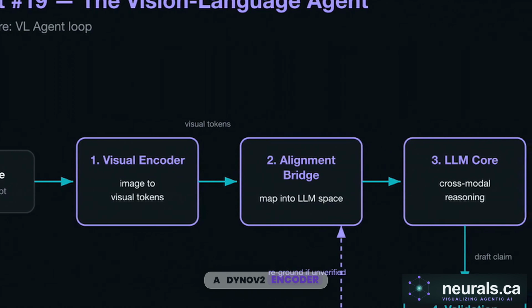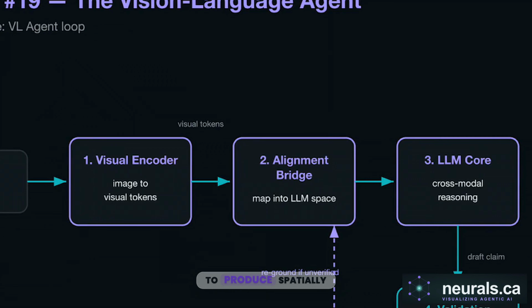Alternatively, a DINOv2 encoder uses self-supervised learning to produce spatially rich features, prioritizing dense predictions like depth estimation. Stage 2 is the alignment bridge.